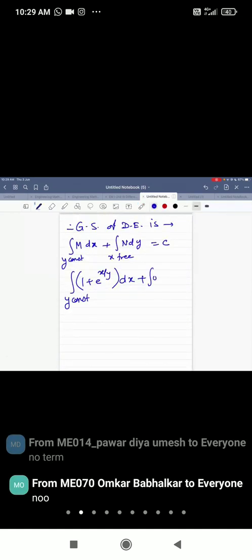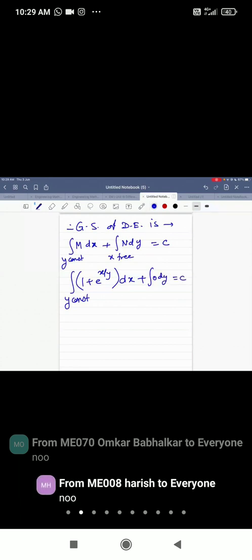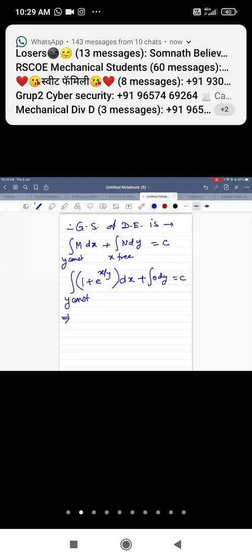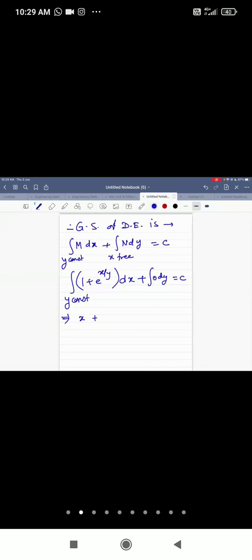In most of cases, we are getting 0, but that doesn't mean that it always will be 0. Okay. There may be some cases. We have already solved example of that type. Okay, now let us simplify. Now y is constant. So integration 1 dx is x plus. Now e raised to x by y. What is integration of e raised to x by y? It is again e raised to x by y.